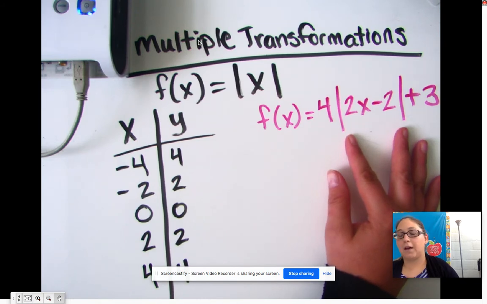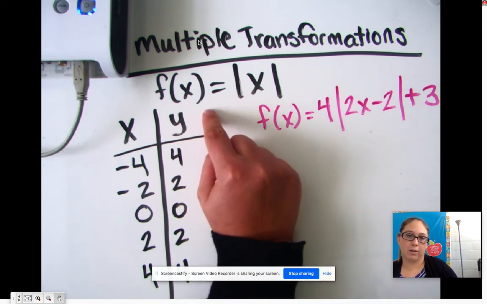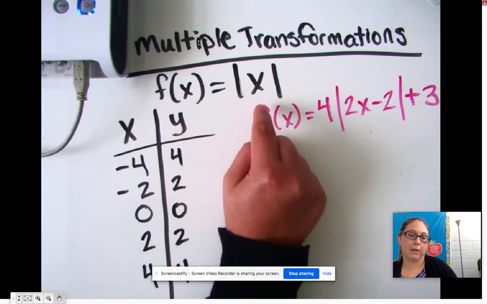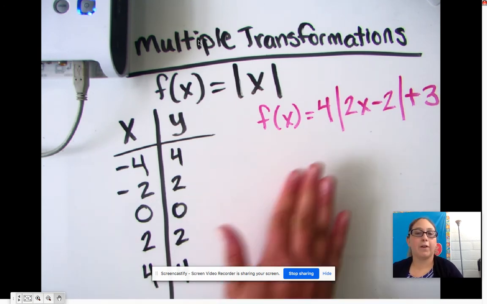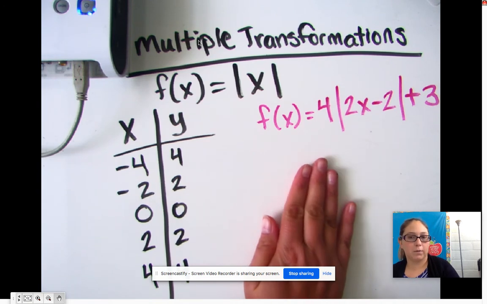And so absolute value, then the parent function is f of x is equal to the absolute value of x. I wrote down some points from the parent function. You could take those from a graph or you can calculate them yourself, however you'd like to do that. But these are some points from the parent function. And now we want to know, how is this pink function transformed?